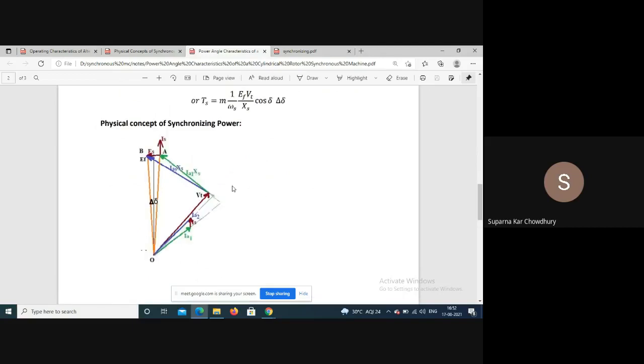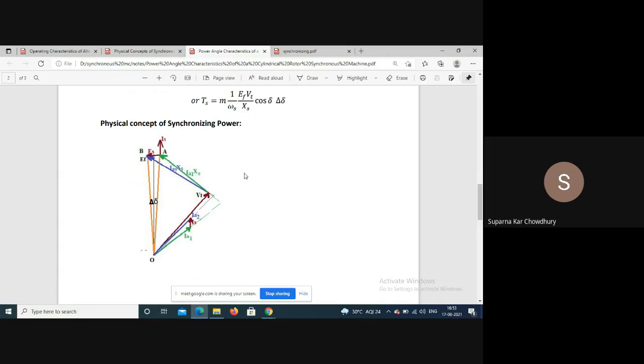Now, how can we explain the synchronizing power? Say the machine originally is operating with this excitation EF with terminal voltage Vt, supplying current, say I1. So your equation is Vt plus j I1 Xs is equal to EF. So this angle is the delta. So this is the phasor diagram of the synchronous machine operating.